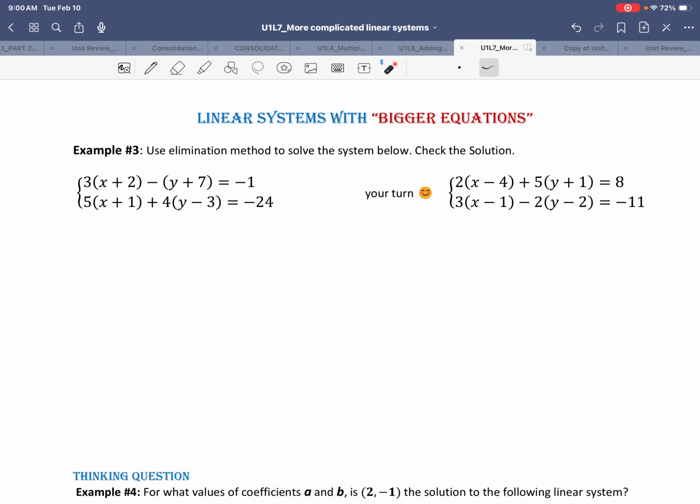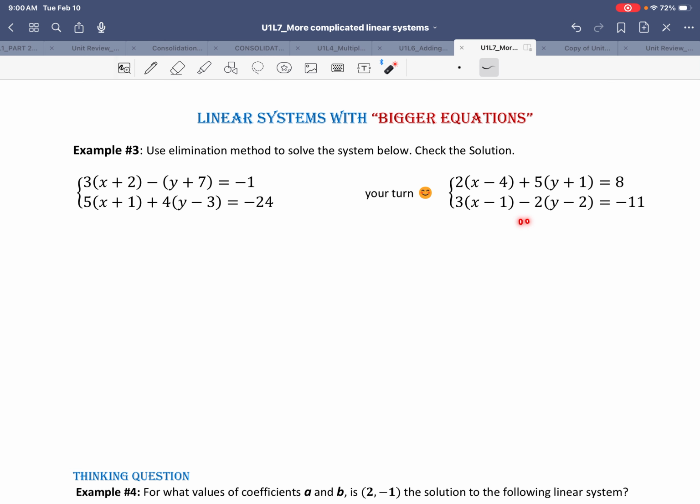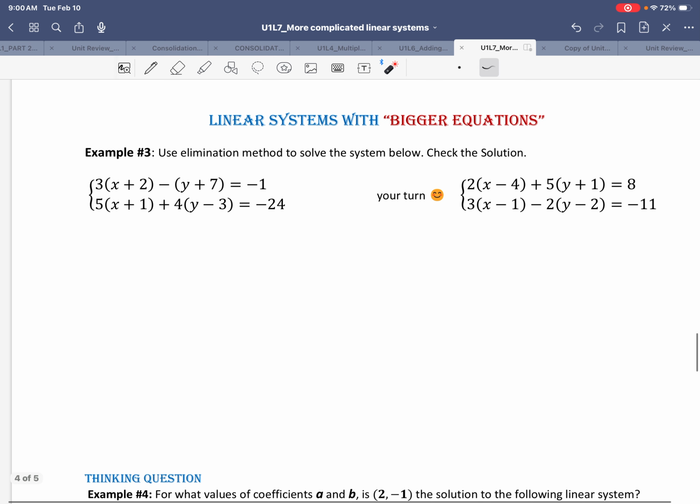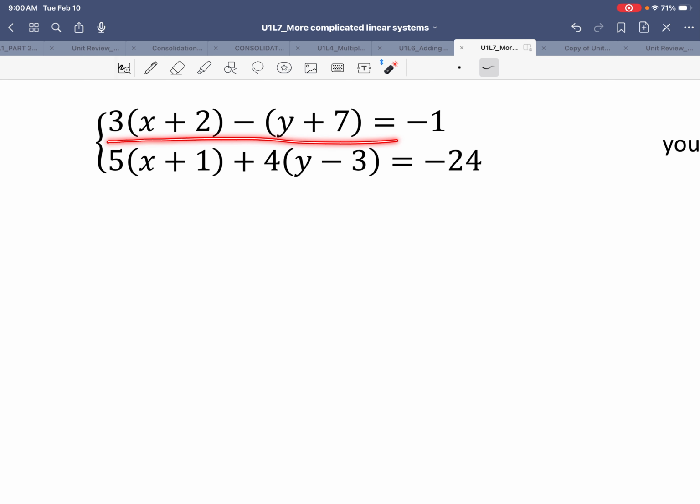Hi everyone, let's solve some systems with bigger equations, and the ones that I have selected this time are these two. So we're going to solve the first one together, and I'm going to ask you to attempt doing the next one on your own. As you can see here, the equations look a little bit bigger, nothing to be afraid of. We just need to simplify them first before starting to solve the system.